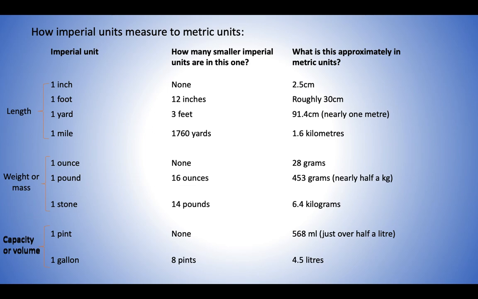Okay, and last of all, we're going to move on to capacity or volume. Now, here we have 1 pint or gallon. Now, 1 pint is the same as 568 millilitres, so just over half a litre, and there's no imperial unit that's smaller than a pint, okay? And then 1 gallon is 8 pints, okay, and that's 4.5 litres. Now, you can pause it here quickly just to have a look through that, okay?